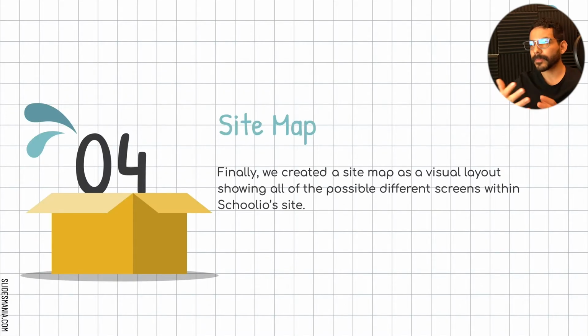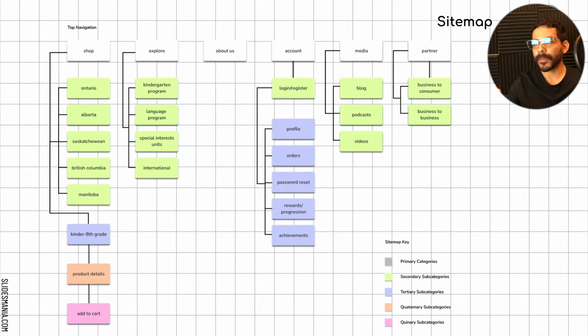So the sitemap is basically a visual layout of all the pages of Schoolio, and I feel like this will help us towards the design process. The sitemap is going to be the top navigation, like the links at the top.